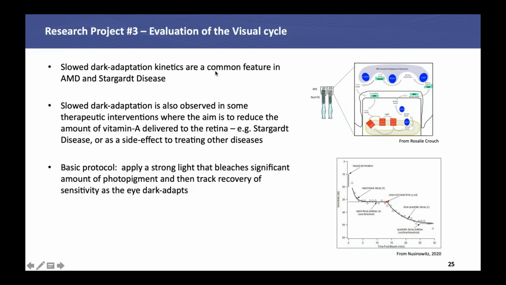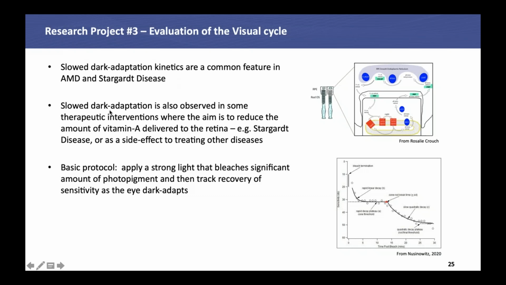So slow dark adaptation has been observed in a number of clinical diseases like AMD and in Stargardt's disease. Most of you, if you have any clinical experience at all, will know when you ask a Stargardt's patient if they have trouble dark adapting from the light of a midday afternoon into the darkness of a theater, they'll say, yeah, it takes me a lot longer. So we are studying those kinetics.